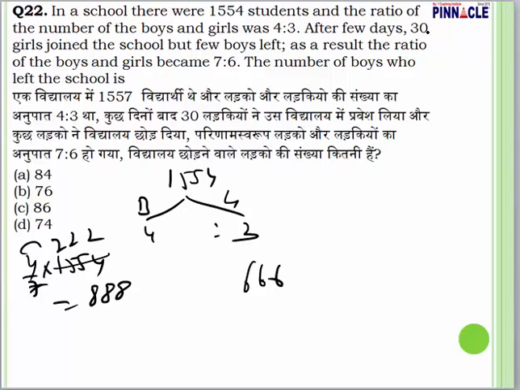After a few days, 30 girls joined. So with 30 girls joined, there are now 696 girls, and a few boys left. As a result, the ratio of boys and girls became 7 is to 6. This ratio has become 7 is to 6.